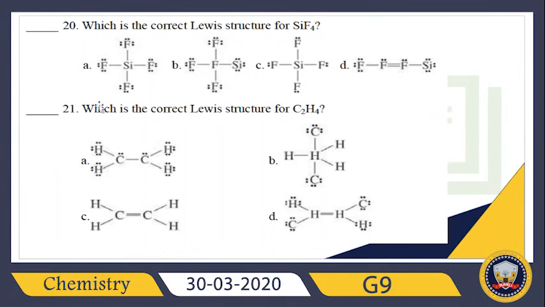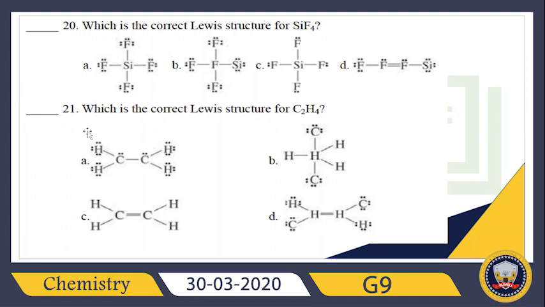Now, this one, not all the fluorine atoms are bonded with the silicon. So it is wrong. So obviously this is the correct answer. All the fluorine atoms are bonded with the silicon, and look, the lone pairs, each fluorine has 8 electrons. 2, 4, 6, 8. So this is the correct answer, A.